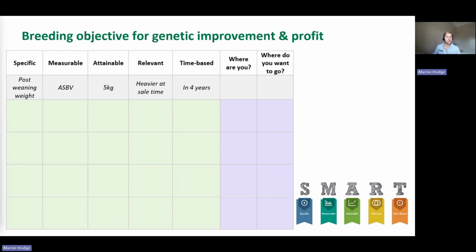So a breeding objective can be exceptionally simple. It can be as simple as the fact that you want to improve your post-weaning weight ASBVs because you want your lambs heavier by the time of sale. And you want to improve that P weight ASBV by 5 in 4 years' time. So I would definitely recommend writing it out, because that way you can keep track of how you're going against your breeding objective over time as well.